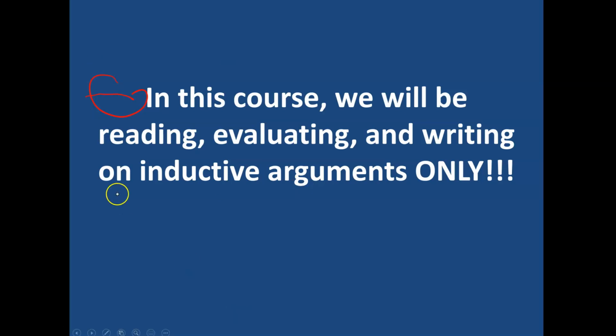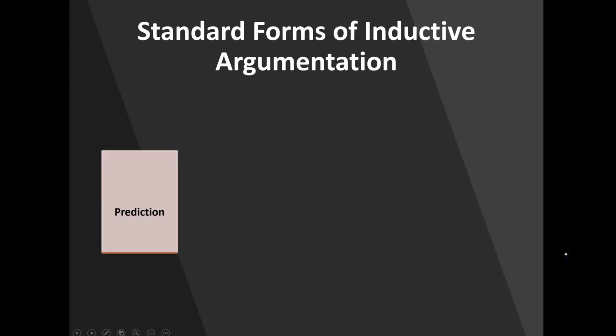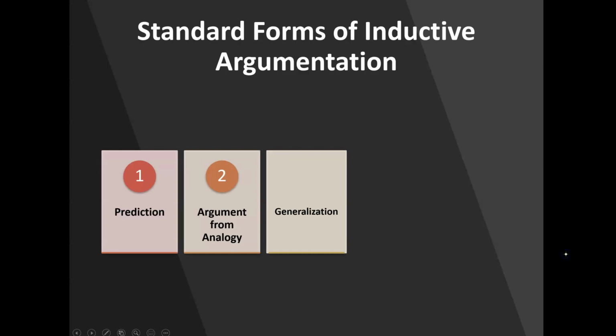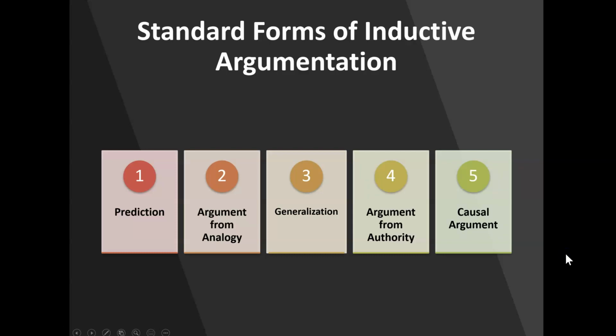So, we're focusing only on inductive arguments from here on out. Excuse me. So here are 5 forms of inductive argumentation that are commonly used. Some of you may have studied this in a critical thinking class already, which is great, but we're starting at the beginning. So we've got prediction, argument from analogy, generalization, argument from authority, and causal arguments.